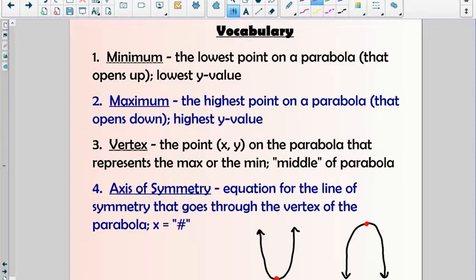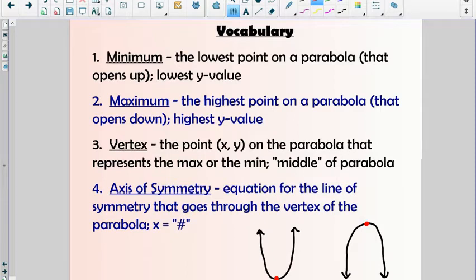Now the vertex is actually that same point, but the vertex is the entire ordered pair that makes up the x and the y coordinates of that point. It also happens to represent the maximum or the minimum as we just talked about. Think of it as the middle of the parabola.